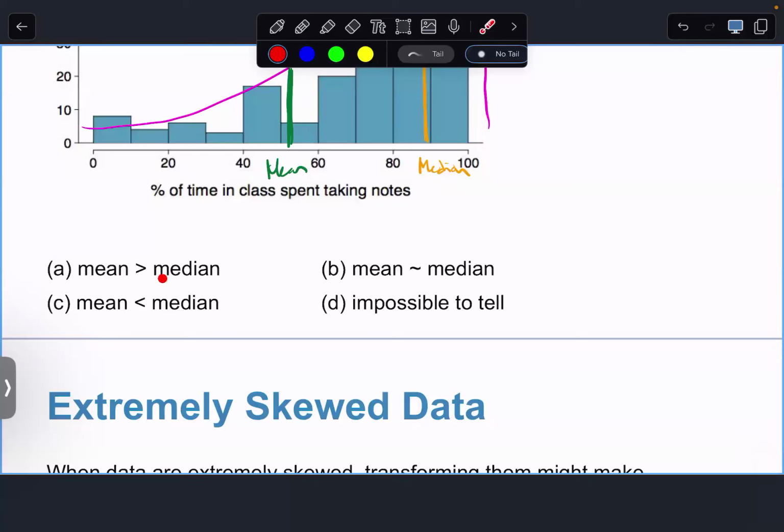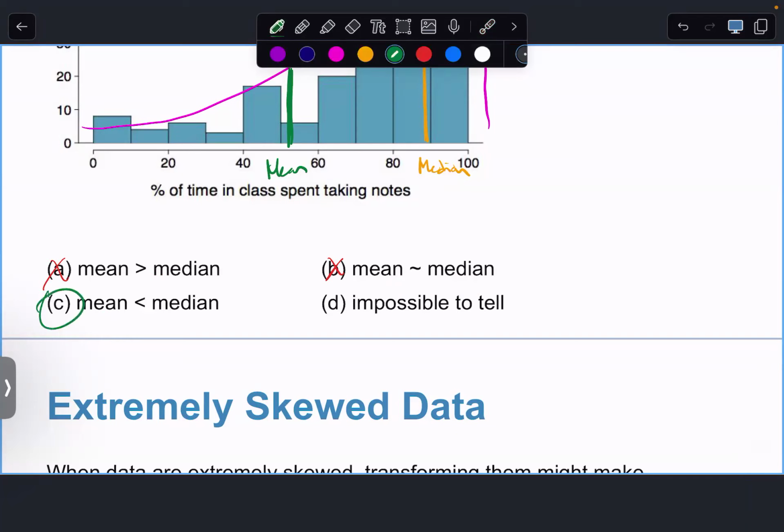So the mean is greater than the median. No, it's not. We already said no, it's not. The mean is roughly the same as the median. No, it's not, right? Because that would be for a normal distribution. The mean is less than the median.